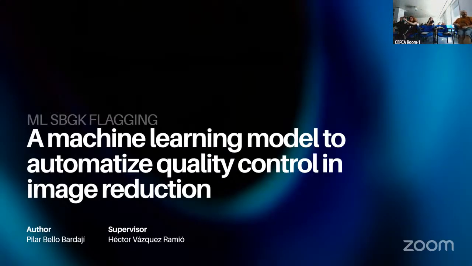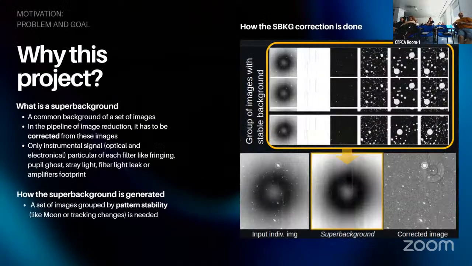First of all, I'm going to explain why this project is necessary. In the image reduction process, there's a step in which we have to make a super background correction. But what's a super background? A super background is a common background of a set of images that has information that we don't want in the final image, like optical and electronic signal.